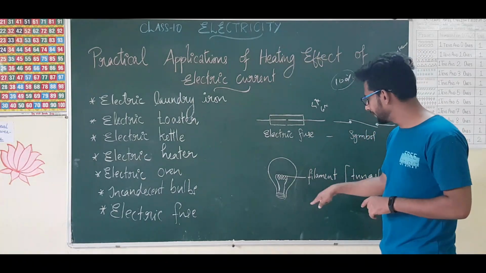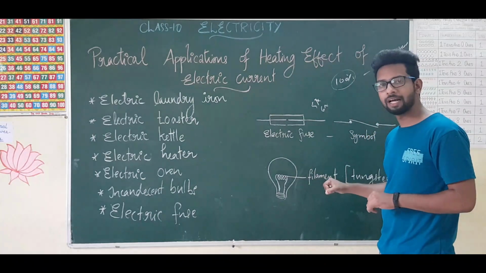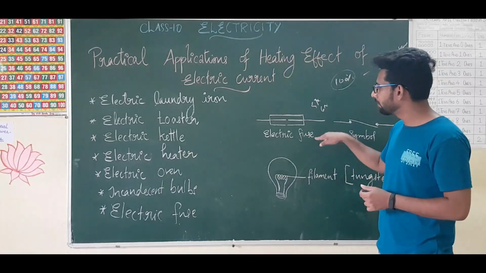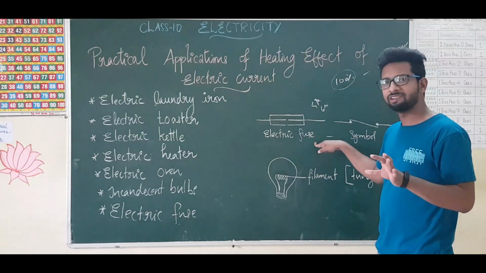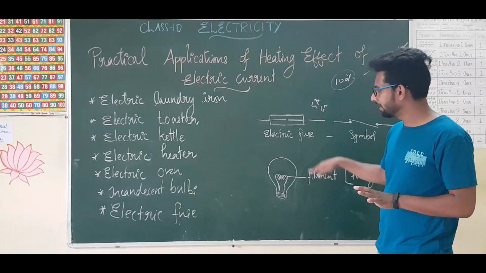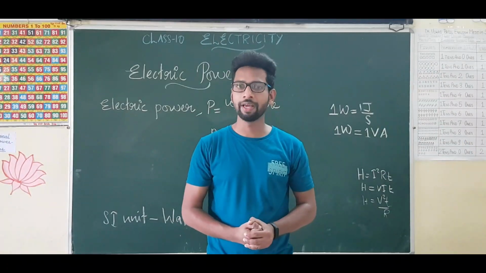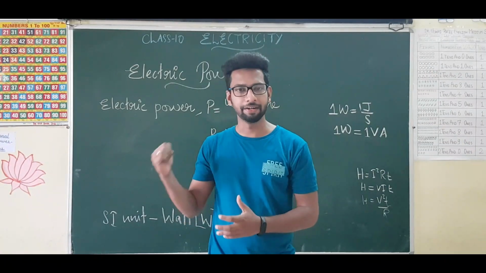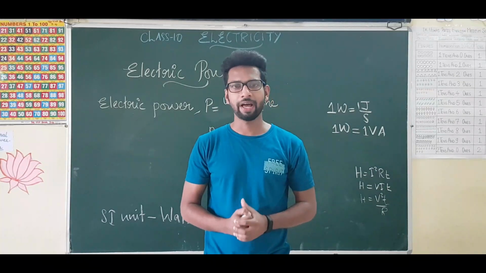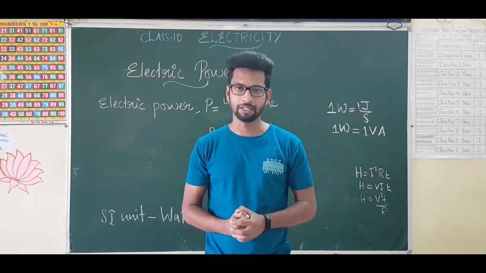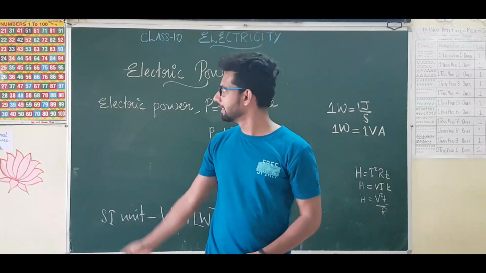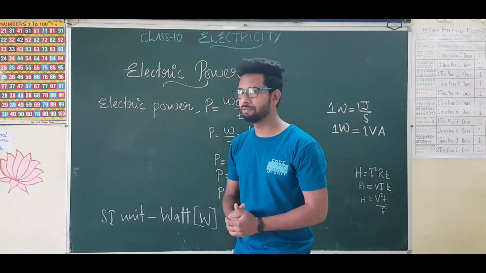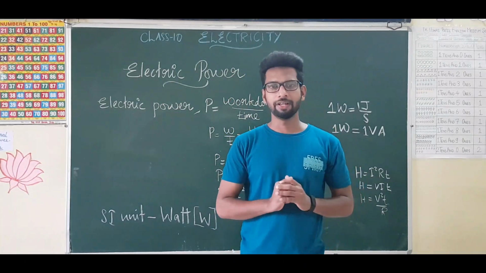See, for the filament of the electric lamp, we use metals with a high melting point, and for the fuse, normally we use a comparatively low melting point. These are the differences. Dear students, now we can move to the next topic, that is electric power. In previous classes you have studied that the rate of doing work is known as power. Here we are discussing electric power. I will explain it in a simple way.